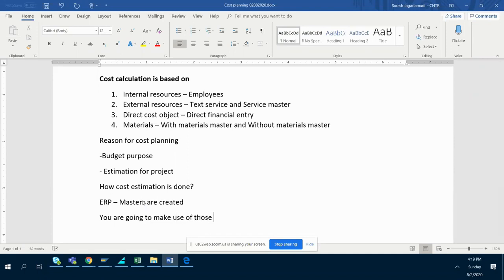So now, if you say that one masters, that is what masters are meant for. These masters are repeated by nature. Suppose you say bolt of 4 inch, bolt of 5 inch, bolt of 6 inch, whatever is there. Those materials are already created as masters, and all that you need is to use that material master.